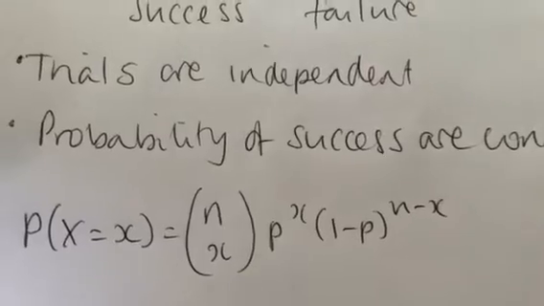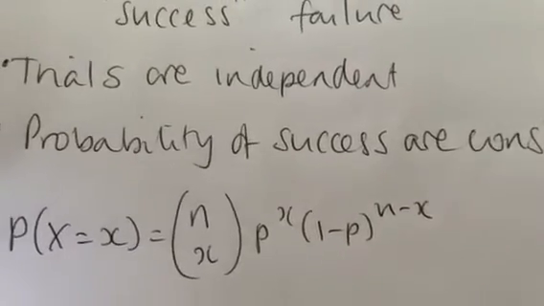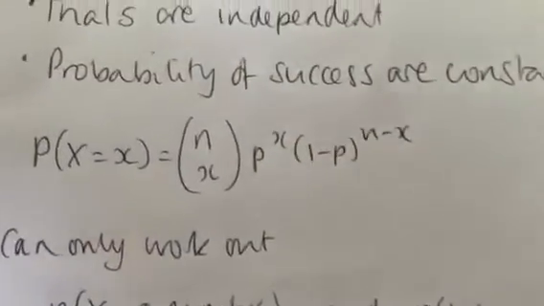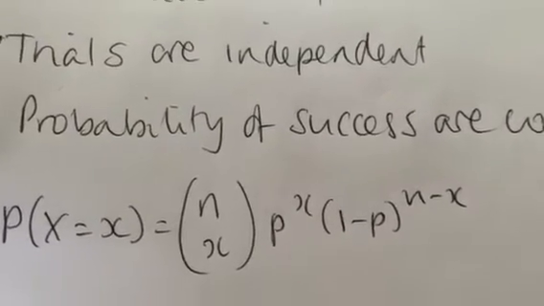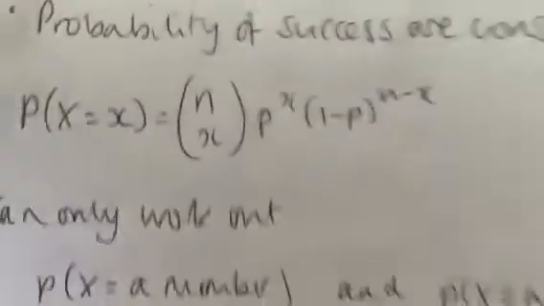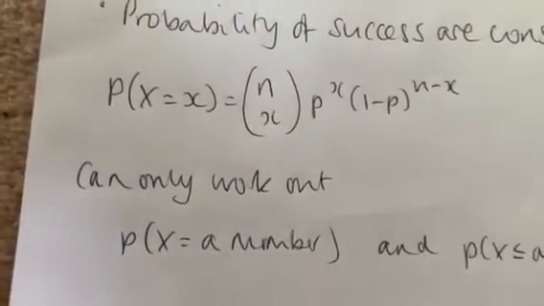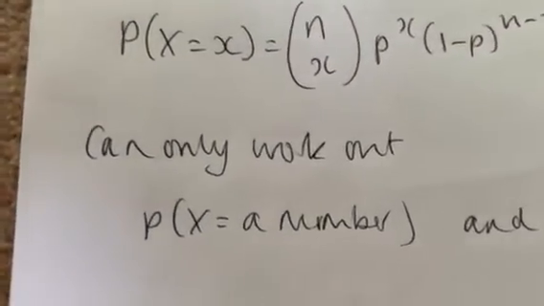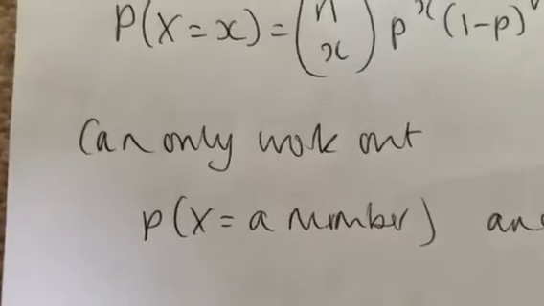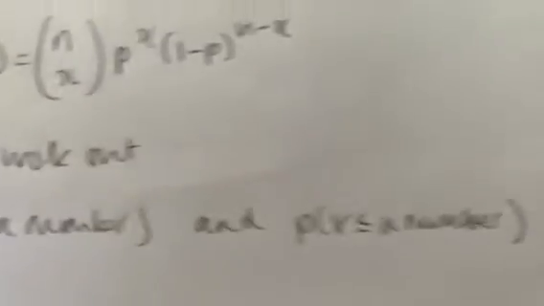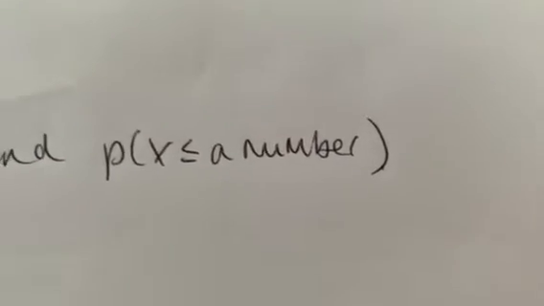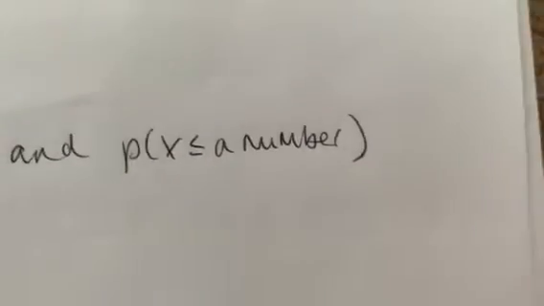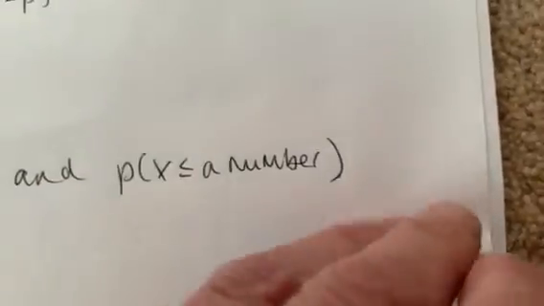Because your calculators are so good and they're assuming that you're using them, you'll probably only have to use this formula if there's an algebraic element to the question, and I'll show you what I mean in a minute with an example. Your calculators will work out the probability of X equaling a number, BPD, and the probability of X being less than or equal to a number. It'll also do inverse binomial as well.